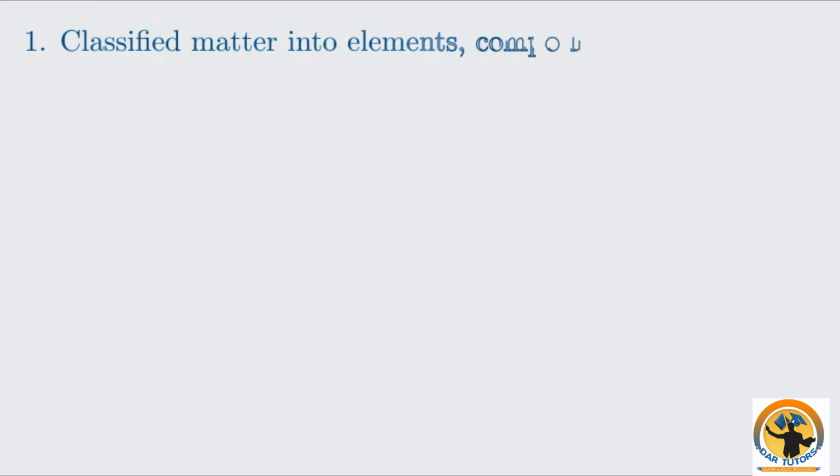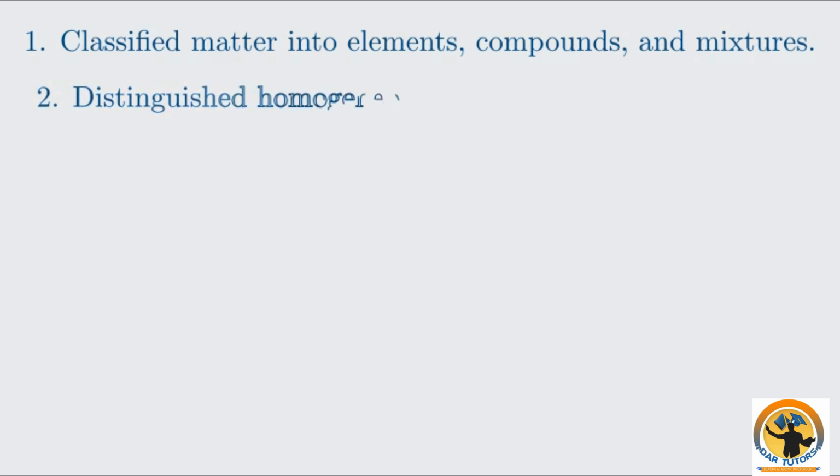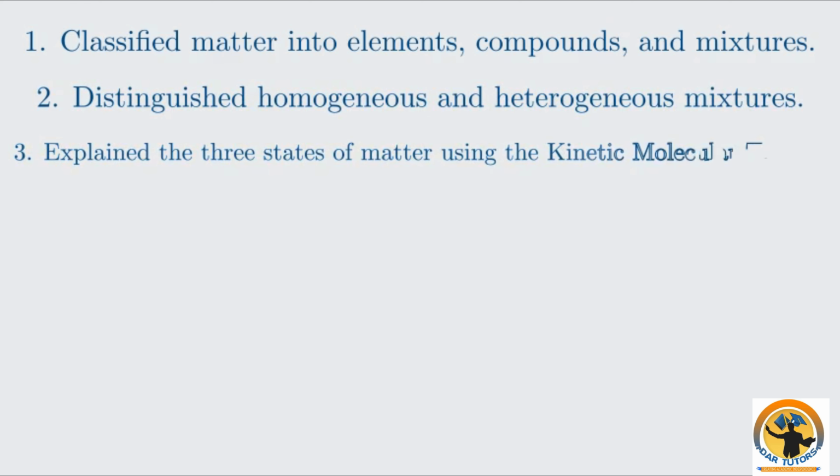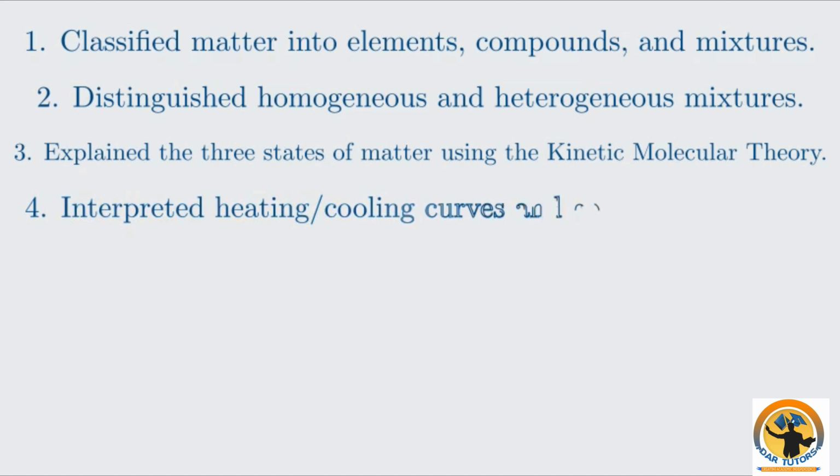Let's quickly recap what we've covered today. We started by classifying matter into pure substances like elements and compounds, and mixtures. We saw that pure substances have fixed properties and cannot be physically separated, while mixtures have variable properties and can. We also distinguished between homogeneous and heterogeneous mixtures and discussed how physical properties are used to separate their components. Next, we used the kinetic molecular theory to explain the properties of solids, liquids, and gases, focusing on interparticle distances and forces. We analyzed heating and cooling curves, understanding that the plateaus represent changes of state occurring at constant temperature, and we practiced converting between Celsius and Kelvin.